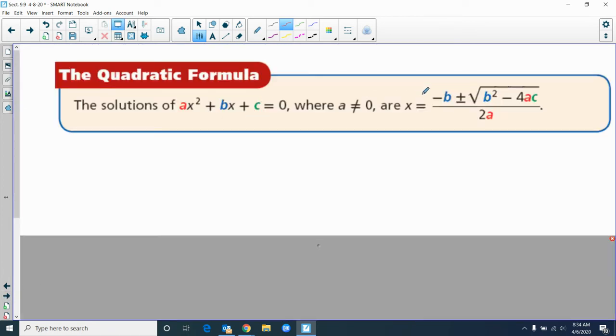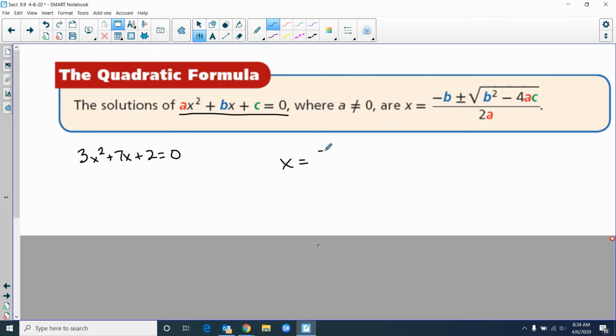All right, here's your quadratic formula. At first, it's going to be pretty daunting, but in reality, when we get to use it, it's not that bad. If you have your equation in this form, that would be like 3x squared plus 7x plus 2 equals 0.